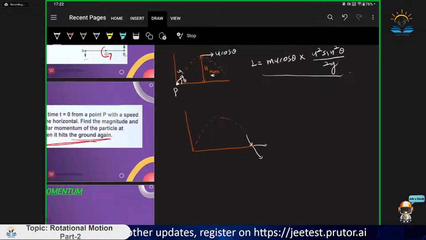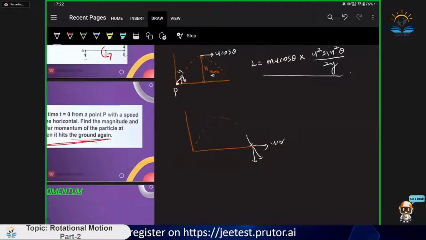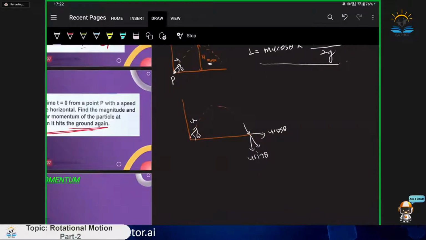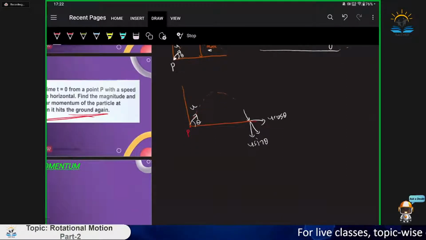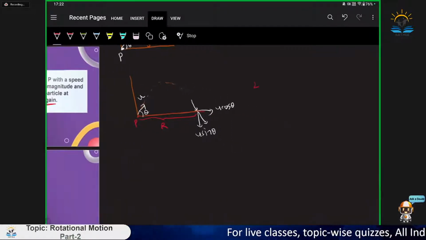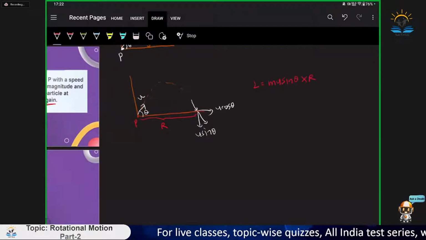Okay, you got two components, right? Yes, along the x-axis u cos theta, along the y-axis u sin theta, along the minus y-axis u sin theta. Because of u cos theta at point P, there won't be any angular momentum because r perpendicular is 0, right? And because of u sin theta, the perpendicular distance is the horizontal range R. So here L will be m u sin theta into horizontal range R.